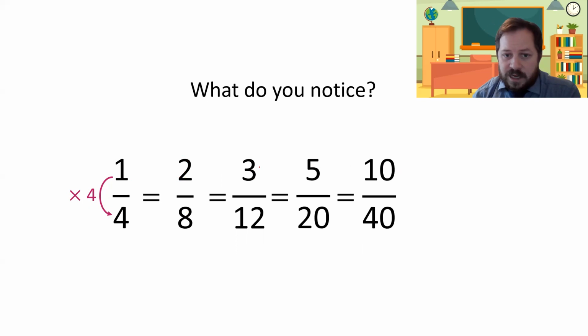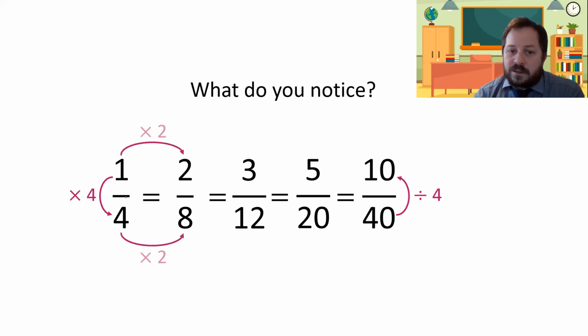2 times 4 is 8, 3 times 4 is 12, 5 times 4 is 20, and 10 times 4 is 40. This actually only works nicely, really, with unit fractions. It doesn't work very nicely with non-unit fractions. But you can see, or we can go the other way, dividing by 4, so 4 divided by 4 is 1, 8 divided by 4 is 2. You can see the pattern. And this works quite nicely in this way, but again, only with unit fractions.